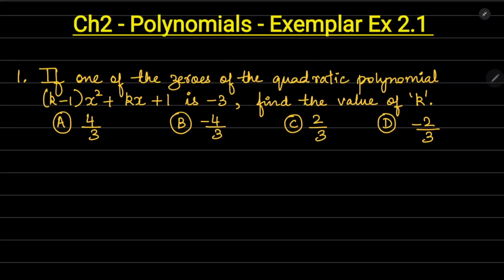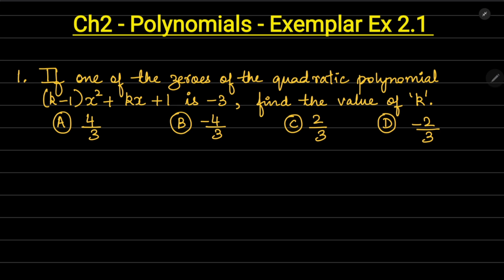In today's video, let us solve Chapter 2 Polynomials exercise problems from NCERT Exemplar. So the first question for the day is, if one of the zeros of the quadratic polynomial (k minus 1) into x square plus kx plus 1 is minus 3, find the value of k. You are given three options. We need to find the value of k in this polynomial.